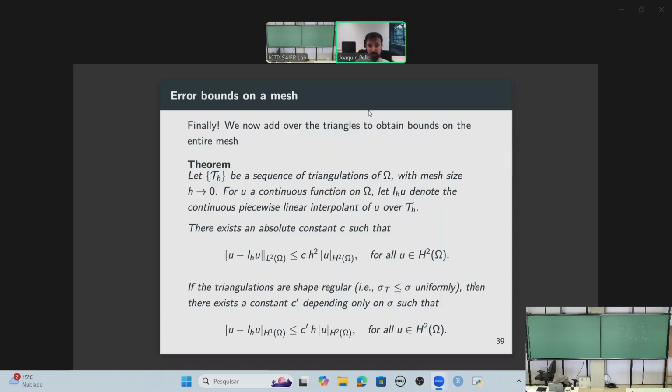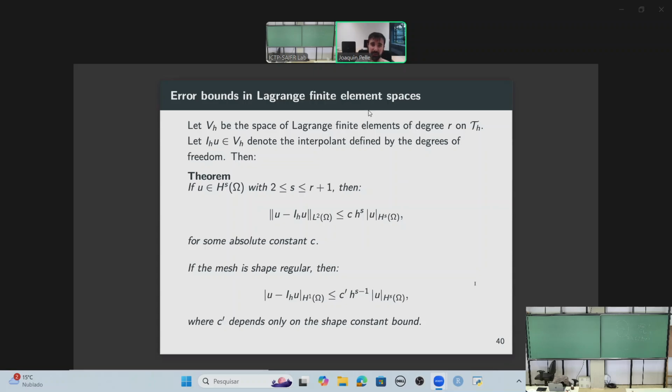So this we constructed for the linear interpolant, but it can be done in the same way for other interpolants to other higher degree polynomial spaces. I'm not going to go into the details of how that is done, but essentially it's the same idea. Apply the corollary and map from the reference triangle to the physical triangle and add everything together. But the result that we get in the case of the Lagrange finite elements of degree R is the following.